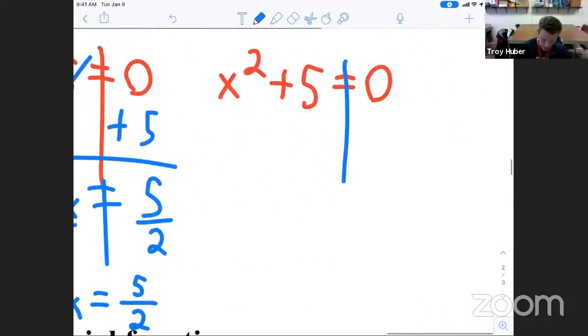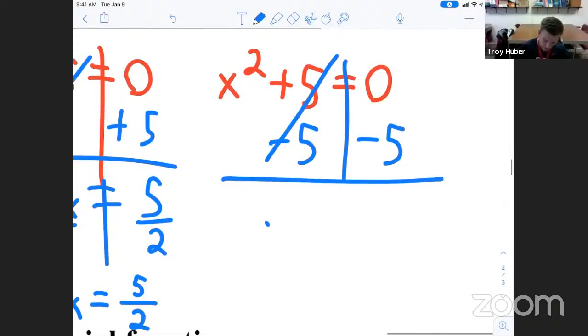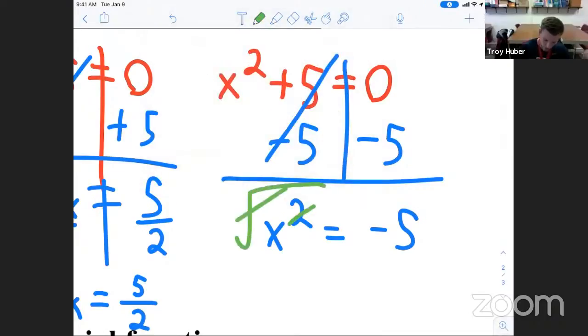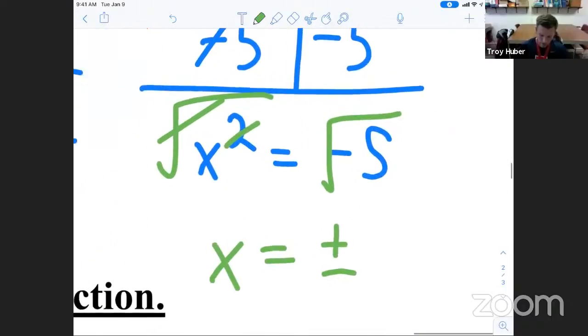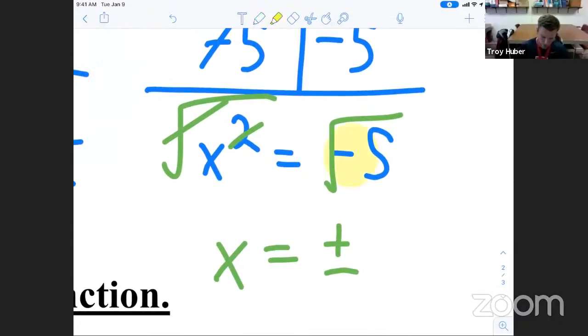And on this side, subtract 5 on either side. So I get x squared is equal to negative 5. Now remember, to get rid of that squared, we have to take the square root of both sides. So I get x equals positive or negative, as soon as you take a square root. It's of a negative number though, so that's when we have that imaginary, or that i, and then we just leave it root 5.